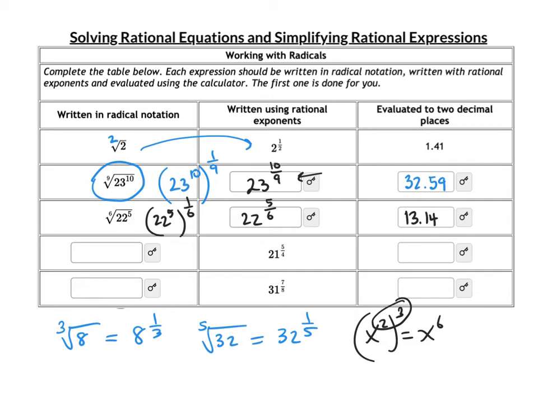If we keep exactly the same form, this next one would be 21 to the 5th power and the 4th root. The 4th root is 1/4. 21 to the 5th would be 5 times 1/4 is 5/4. And in Desmos, that is about 44.95.